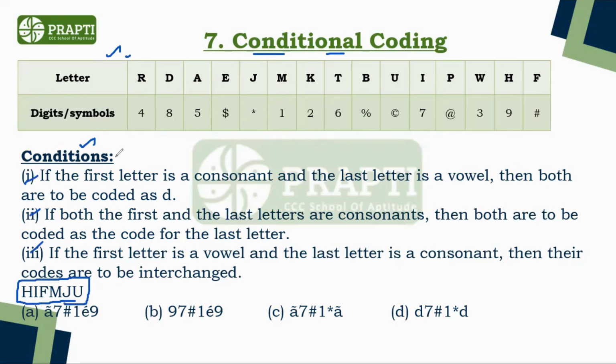So let's solve this. The first condition: if the first letter is a consonant and the last letter is a vowel, then both are to be coded as D. So now we see H is a consonant and the last letter U is a vowel. So obviously it satisfies the first condition. So instead of these characters, we can change it as D at the first place and the last place.